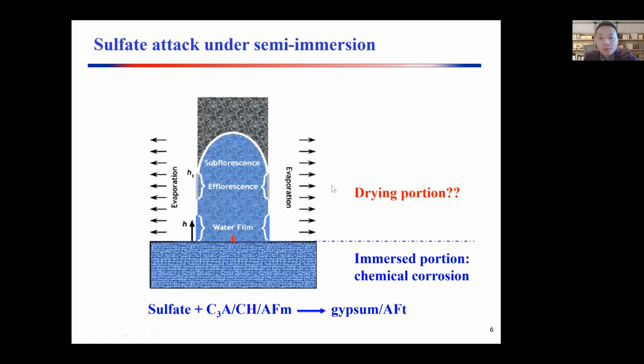However, there are two main controversies about the mechanism of partial immersion. Many researchers think that concrete partially submerged in sulfate solution suffers from both chemical corrosion and physical attack. This is in accord with the field experiments that concrete partially immersed in sulfate suffers from surface scaling above the ground level.